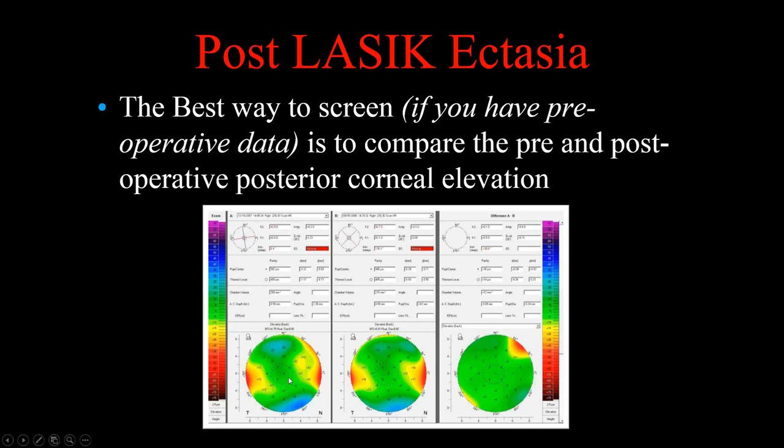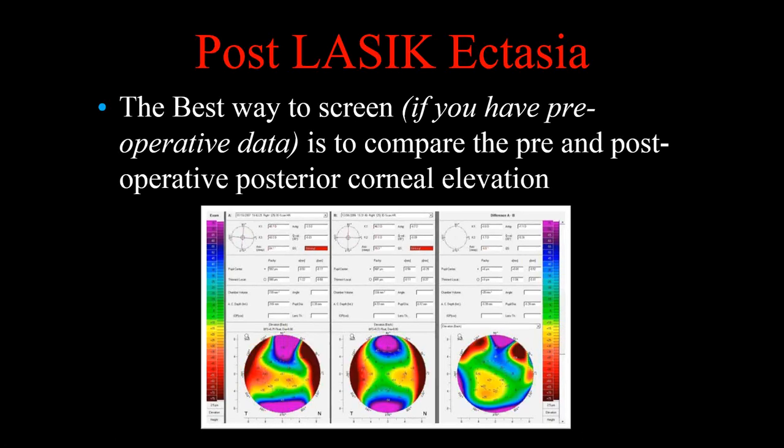And by convention, I tend to put the more recent map here and the pre-op map here. The only reason for that is that if there's an ectasia, that ends up with a positive number here. And you'll notice when I put the current map here and the pre-op map here, there's absolutely no change. It's all green. So this is a completely normal eye. Well, it's a normal post-LASIK eye.